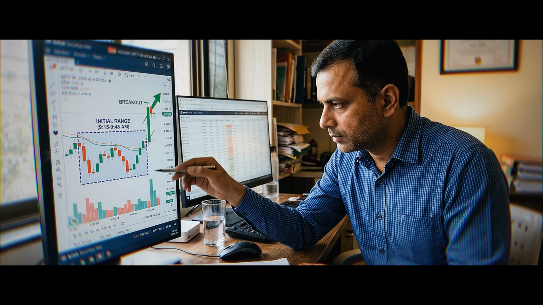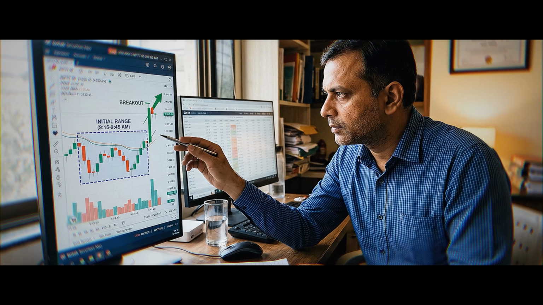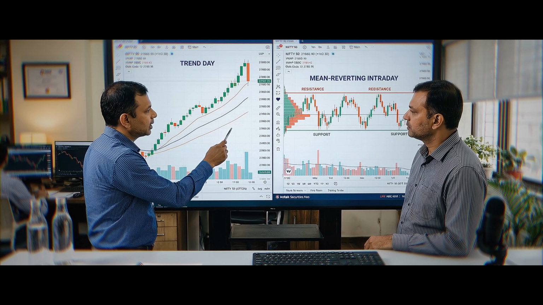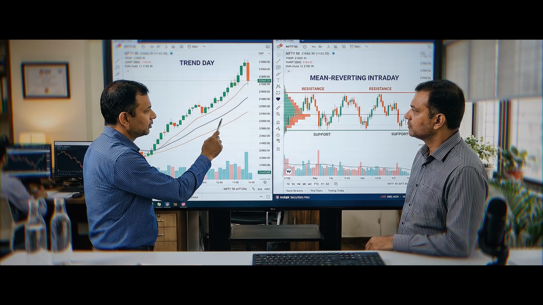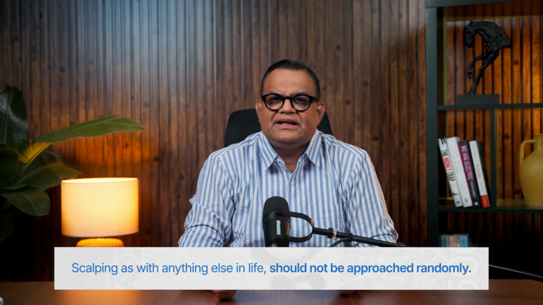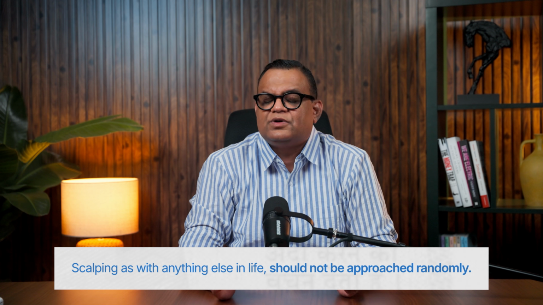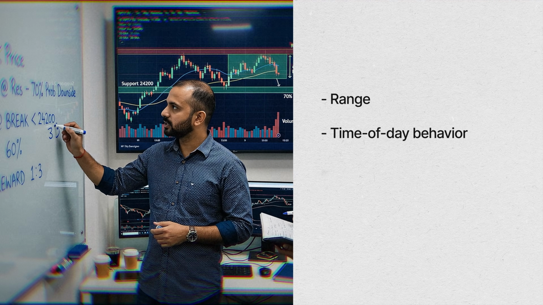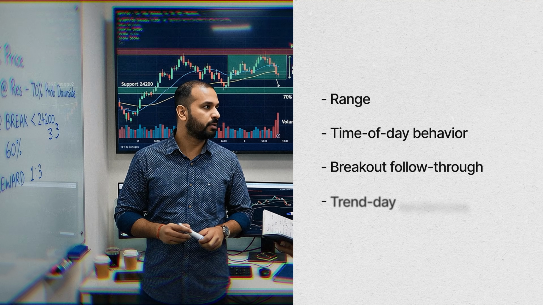Also, it helps to study initial range breakouts and trend day statistics to better understand how far price may extend, and when a session is more likely to trend and when it's more likely to mean revert. Overall, the message is that scalping, as with anything else in life, should not be approached randomly. By studying range, time of the day behavior, breakout follow through, and trend day tendencies, traders can build a more structured and probabilistic understanding of intraday price action.